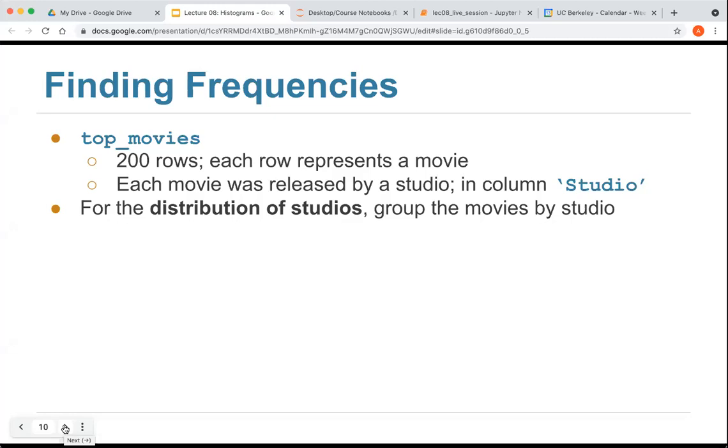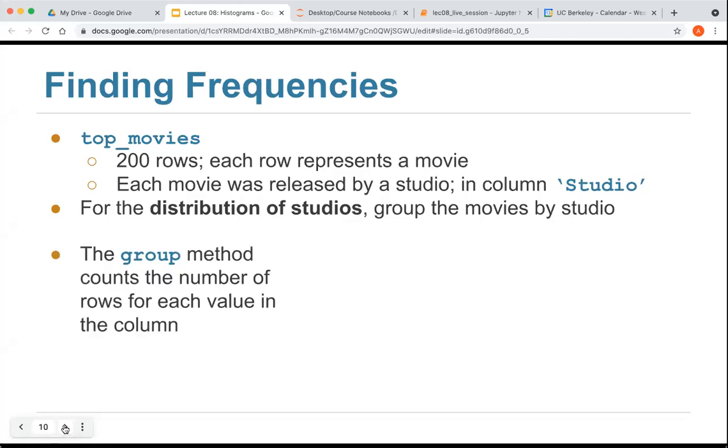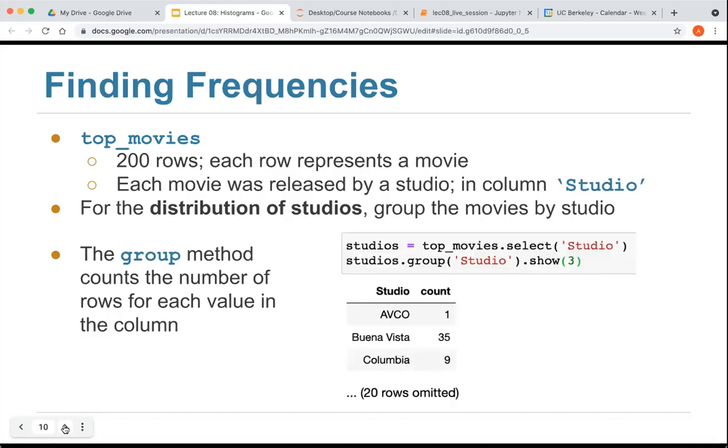Now, if I asked you, okay, so how many movies were released by Warner Brothers, you would do the same thing again. You would just replace MGM by Warner Brothers, would you not? And you could, for every one of the studios, do this repetitive action. And this repetitive calculation is one of the things that computers are very good at. So the data science library has a table method called group, which does exactly that, right? So it finds the different values of a studio, and then it groups the rows by those values and counts. And the code looks like this.